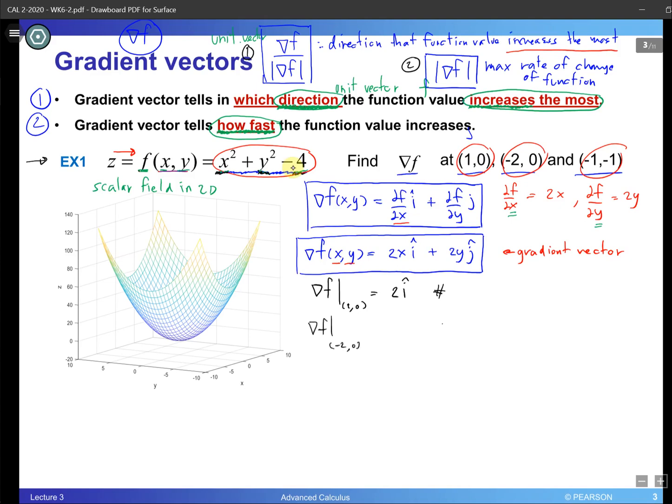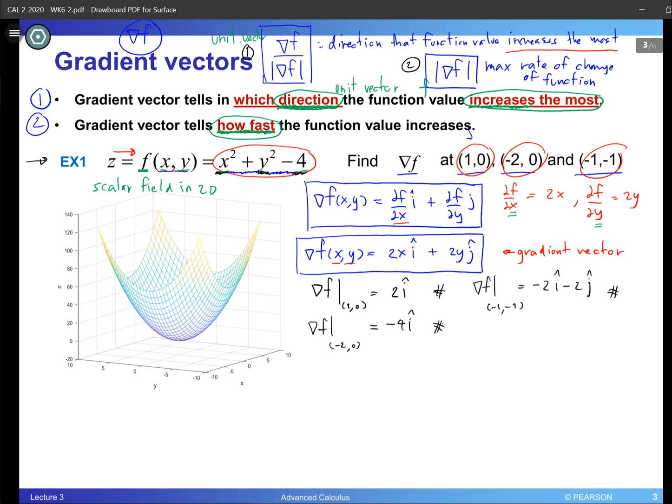This time x equal to -2, I plug it in, I get this -4i. Alright, y equal to 0, I put it in, I get this 0j for the second component. So in the end, I have this -4i for the second gradient they asked for. Now for the last one, gradient of f at -1 and -1. Alright, x equal to -1 and y equal to -1. I put these two values in, I get -2i, -2j. And there you go. We got all three gradients that we are supposed to find in this example.